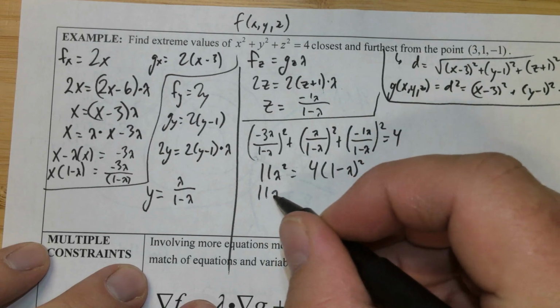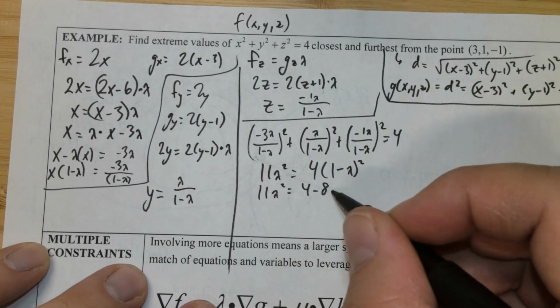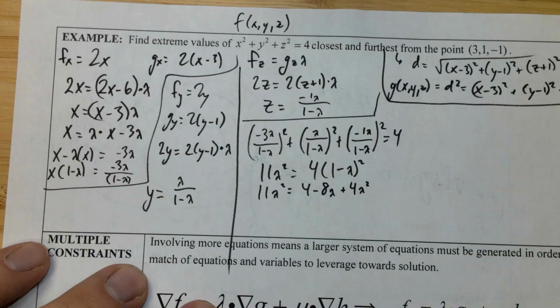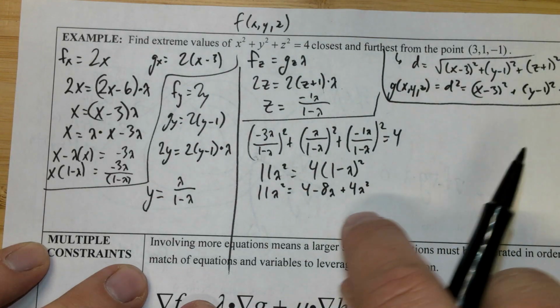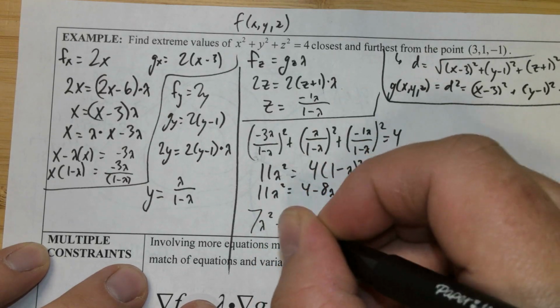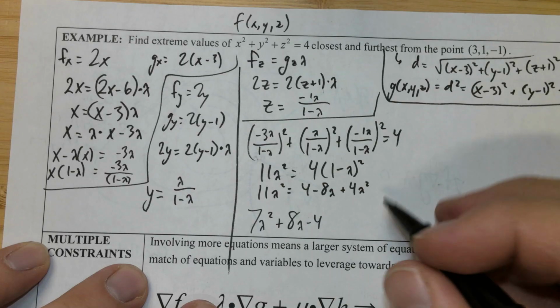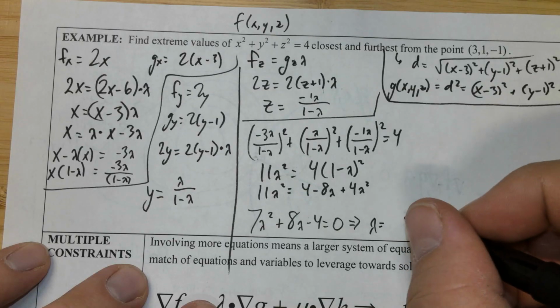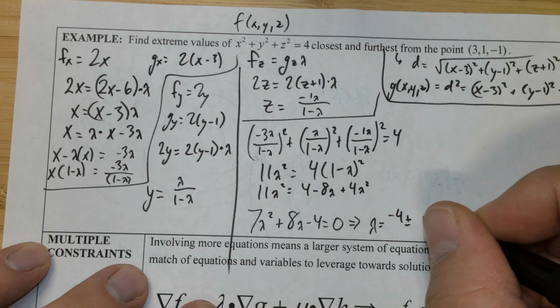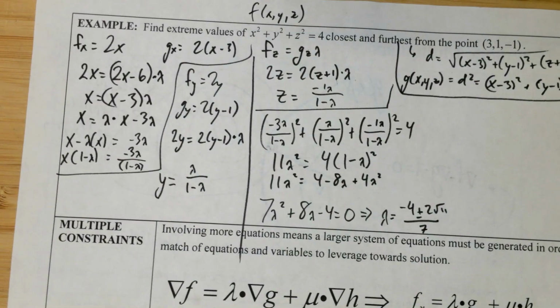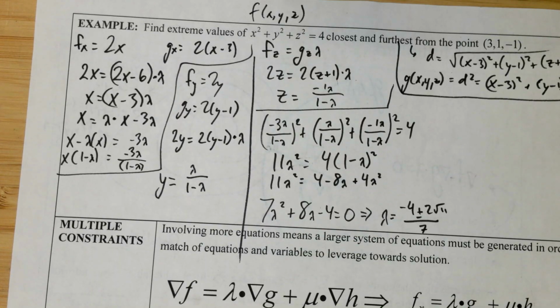All right. 4 minus 8 lambda plus 4 lambda squared. Absolutely. I'm going to move everything over: 7 lambda squared plus 8 lambda minus 4 equals 0. And what this gives me is that lambda equals negative 4 plus or minus 2 rad 11 over 7. Quadratic formula there with the small simplification of dividing everything by 2.